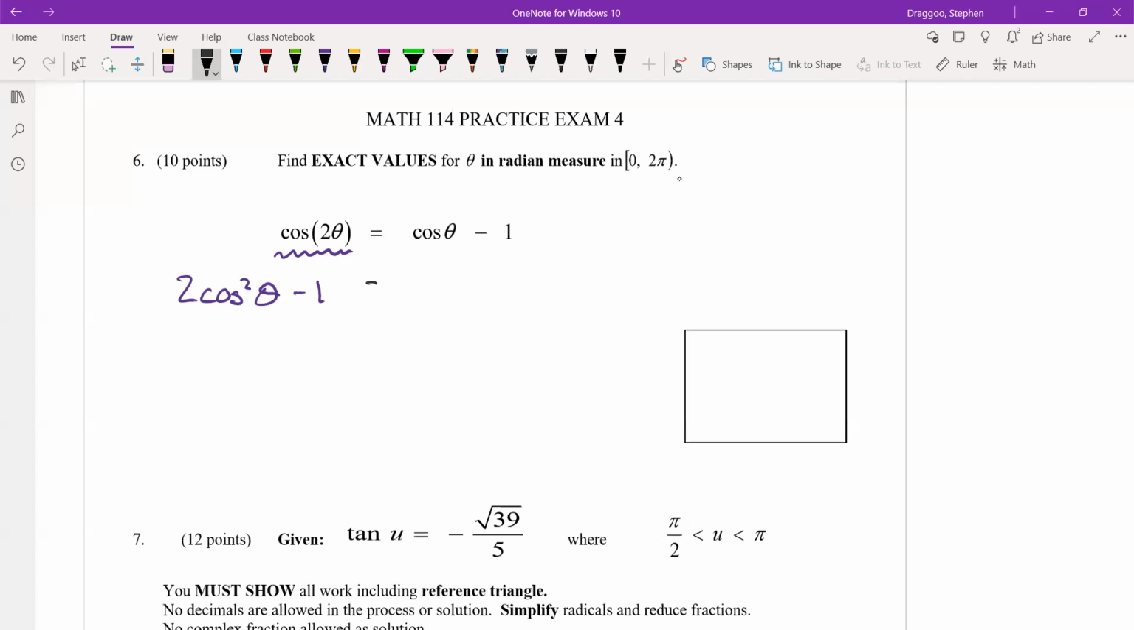Cosine of 2 theta. I can use the double angle formula to say that that's 2 cosine squared minus 1. And that's equal to cosine theta minus 1. My goal is to solve this thing for theta, so I'm going to gather up all my terms on one side. So I'll have 2 cosine squared of theta minus cosine theta plus 0 equals 0. So notice that the minus 1s on each side will add up to 0. So they're gone.